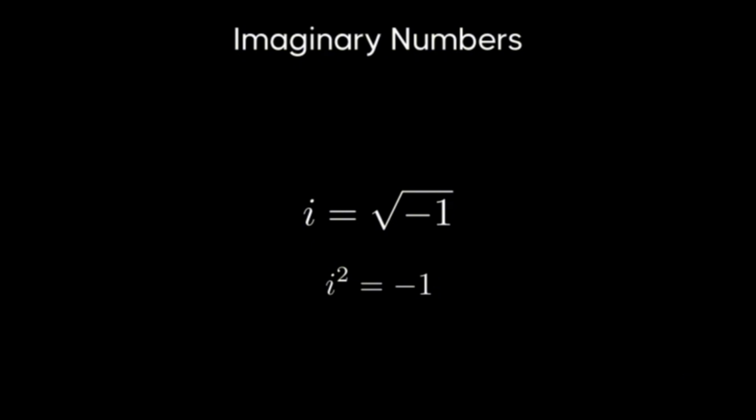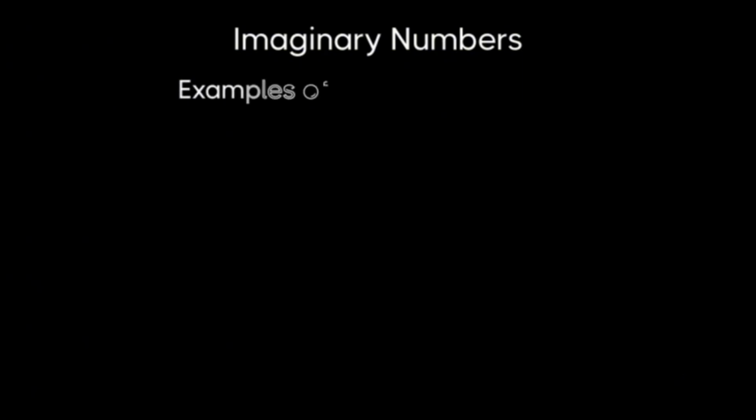By definition, when we square i, we get -1. This is what makes i different from any real number. It's the only number that, when squared, gives us -1. It exists outside our real number line. And just like that, our original equation x squared equals -1 now has a solution: x equals i. We've solved a previously unsolvable equation by expanding our concept of what numbers can be.